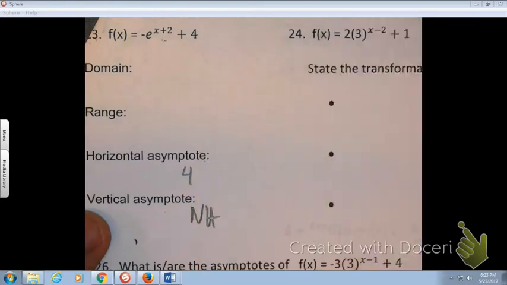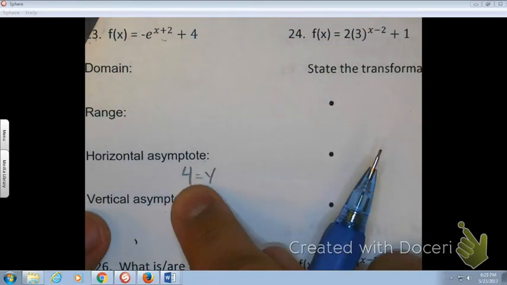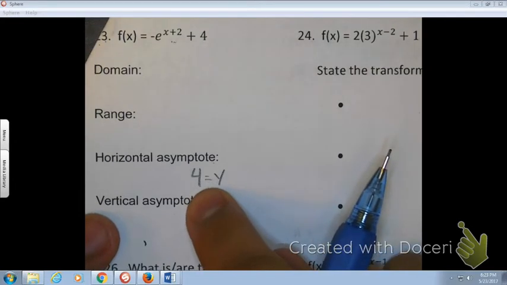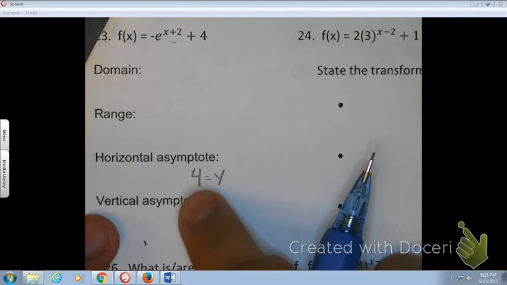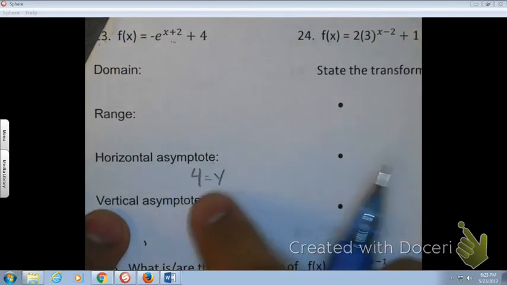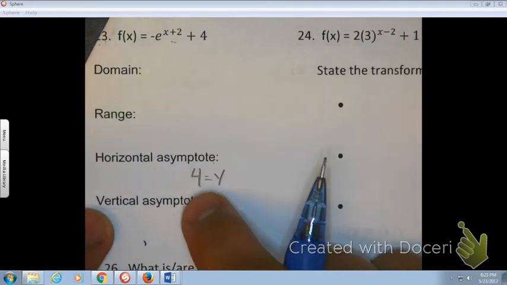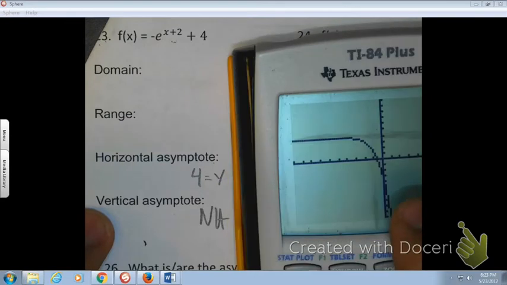So it's going to be y equals, okay? That's the equation. You cannot put 4. 4 is not an equation. It's just a number. So make sure when you describe this, you actually put y equals 4, not just 4. Now that we have the asymptotes, we are going to talk about domain and range.